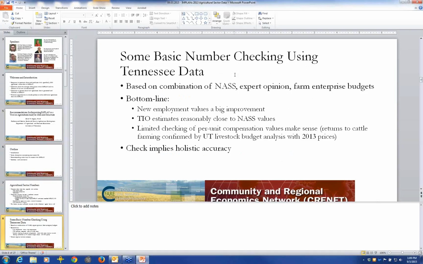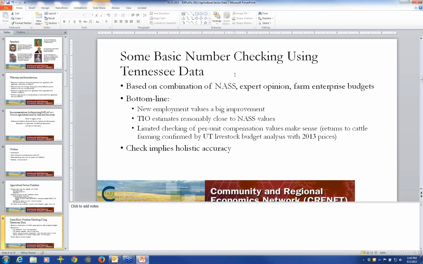And so this is not a look at the national data per se. This is a look at the data for Tennessee, the 2013 data, that newer, most recent data, and just this statewide data. So I didn't do anything at the sub-state level. And the bottom line is really those new employment values are a big improvement.